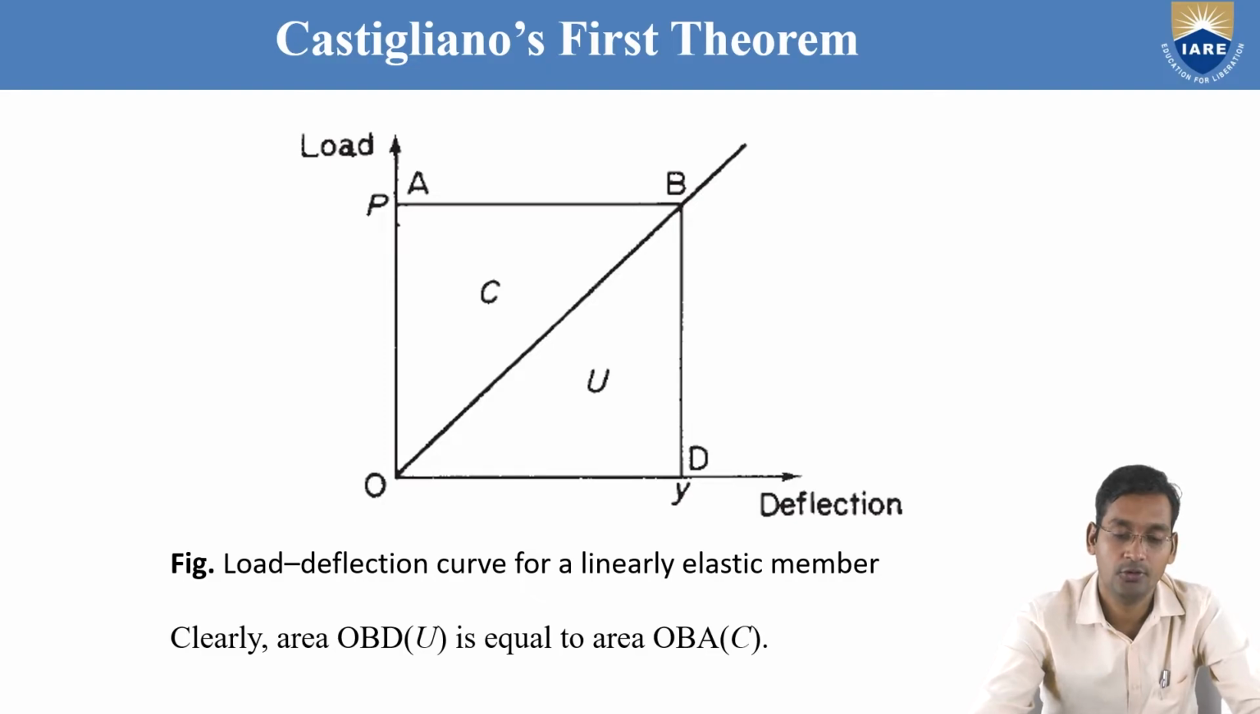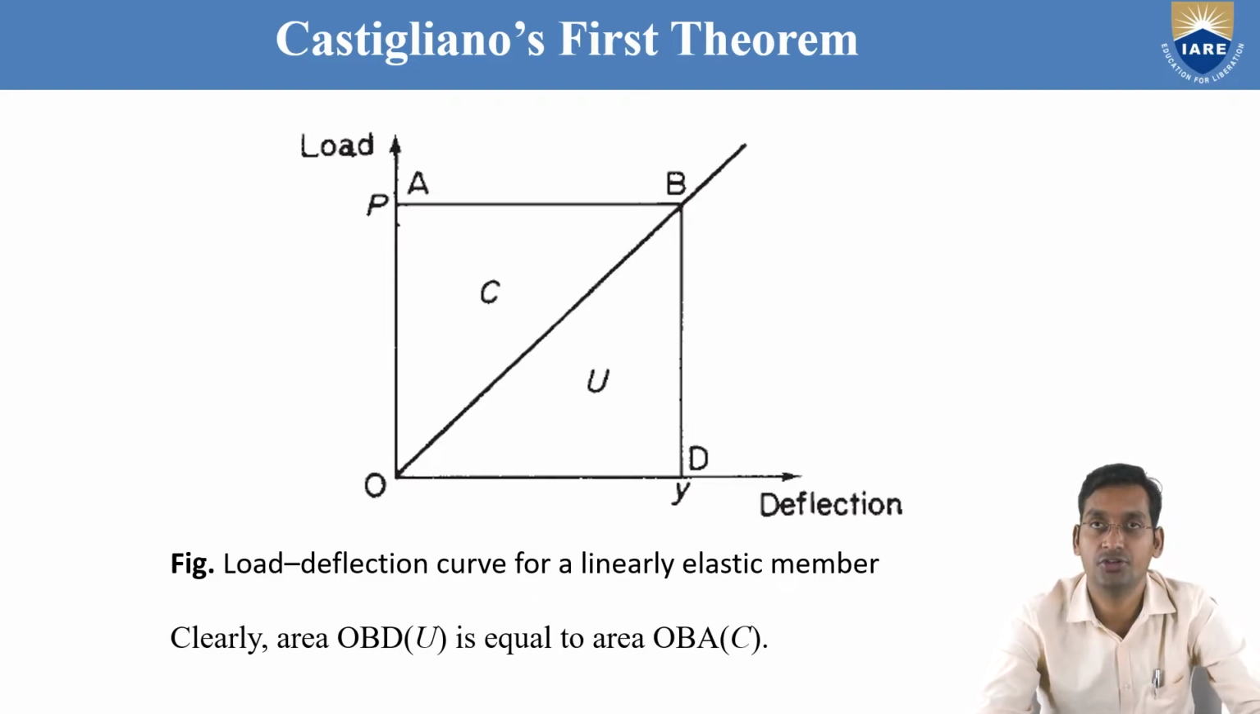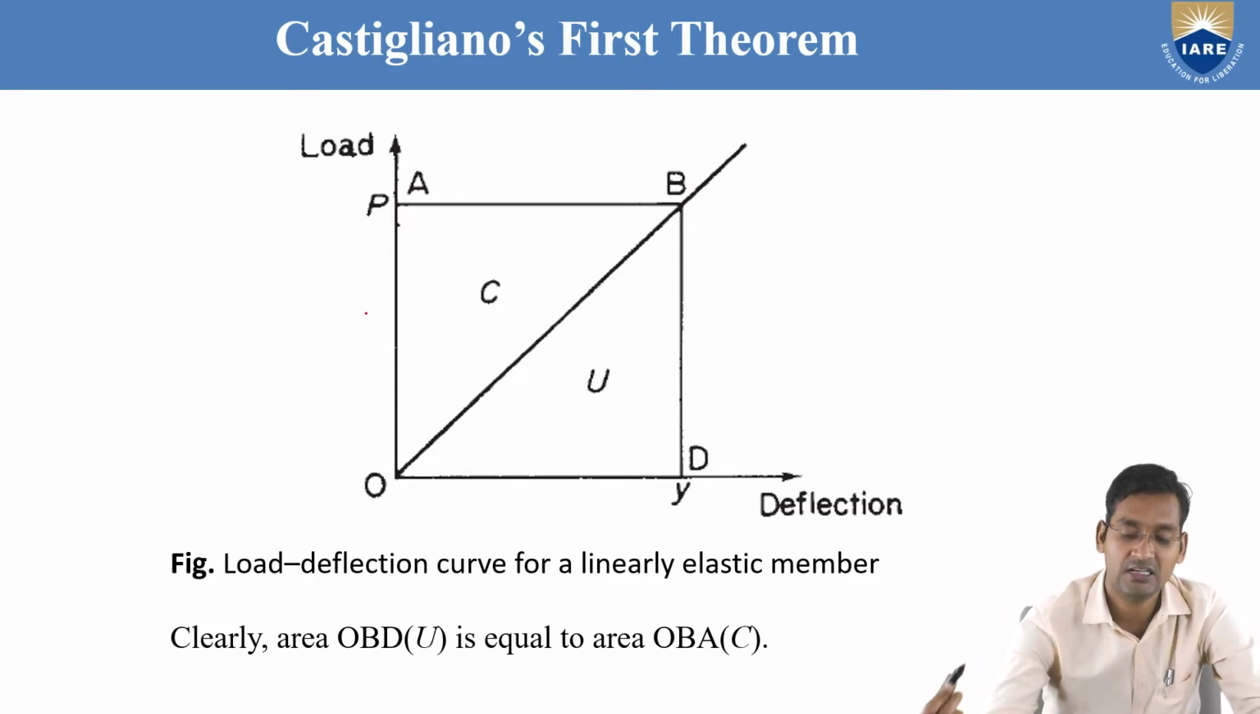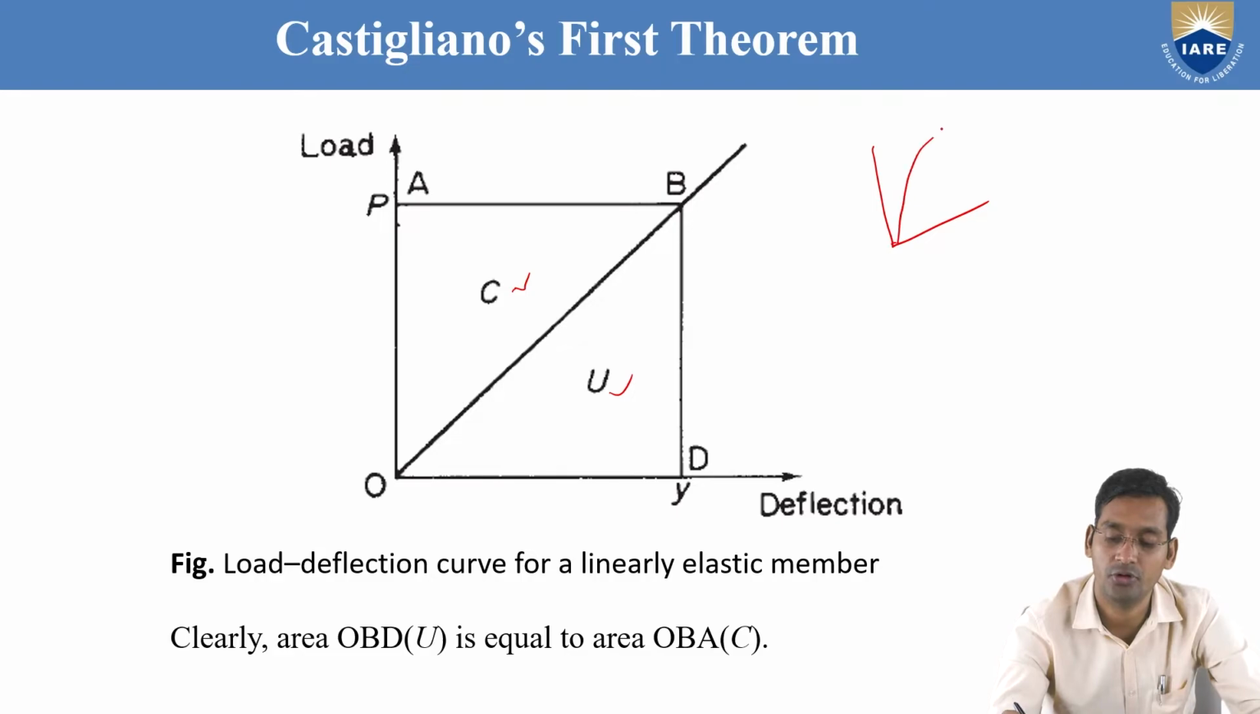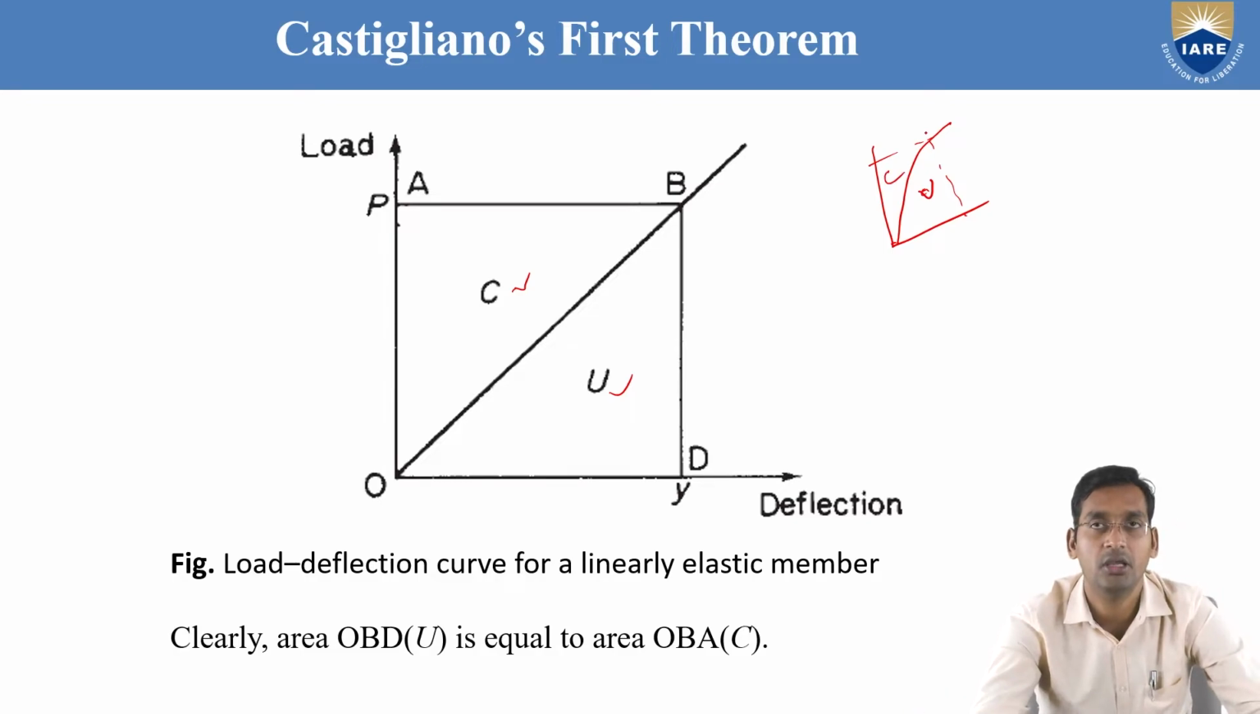Next, Castigliano's first theorem. Okay, so just see, this is the curve again. This is strain energy. This is complementary energy. So this is the load deflection curve for a linearly elastic member. Earlier we had seen it for non-linear, that's why that was this type of curve. And for that we found here this was the strain energy U and here it was the complementary energy C. Now that is for the linear elastic material.